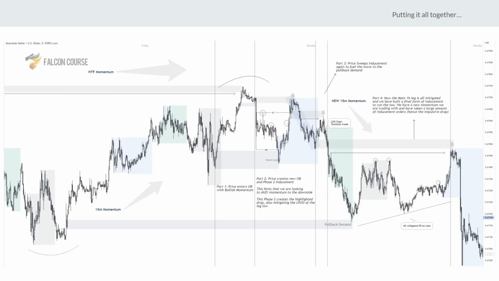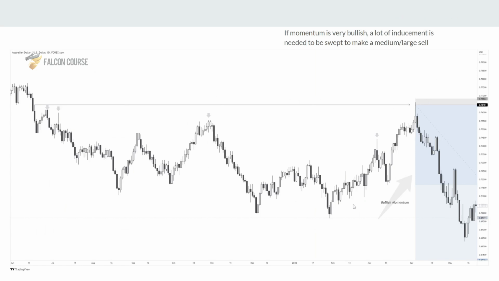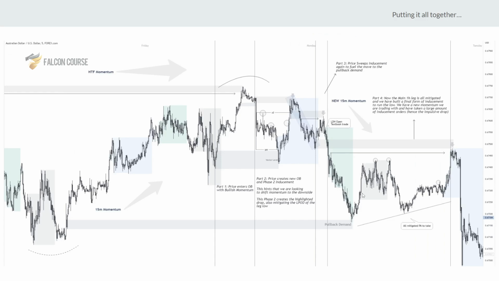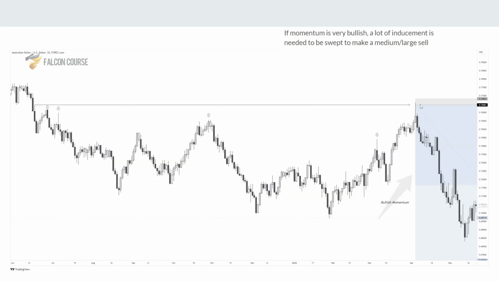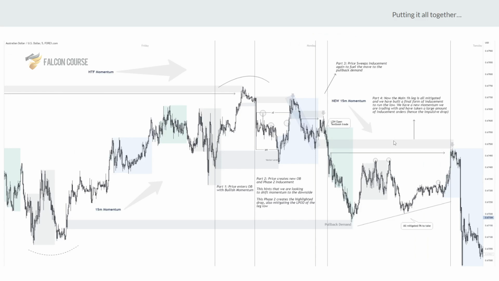Okay, so this is a bit more of a deep dive into it. This is on the 5 minute, and we're going to break this down fully, okay? Now, the idea is that we're switching momentum here. This is not this example, but this is how we kind of switch that momentum and take that inducement, okay? And how the high time frame interacts with this.